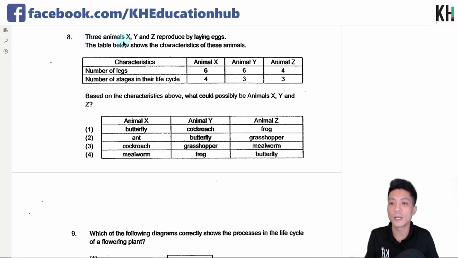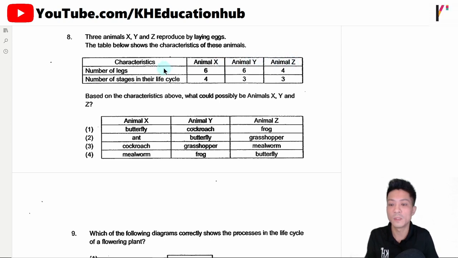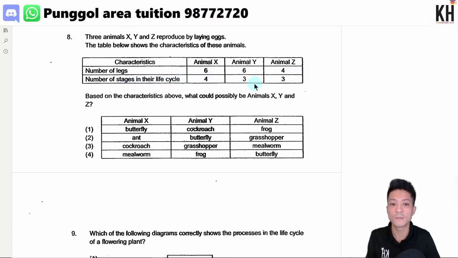Question 8. Three animals X, Y, and Z reproduce by laying eggs. The table below shows the characteristics of these animals. Animals X, Y, and Z have different numbers of legs: 6, 6, and 4. The number of stages in their life cycle is also different: 3 and 3. Based on the characteristics above, what could possibly be animals X, Y, and Z?